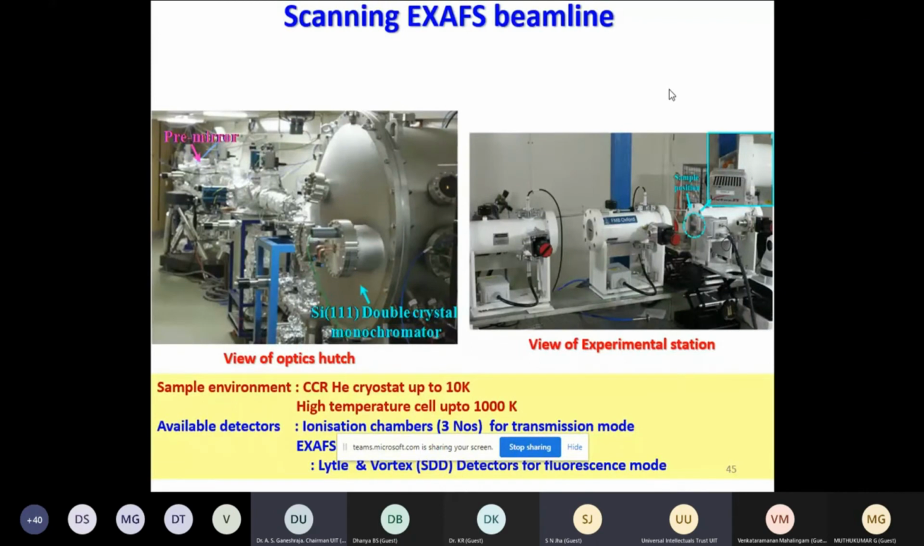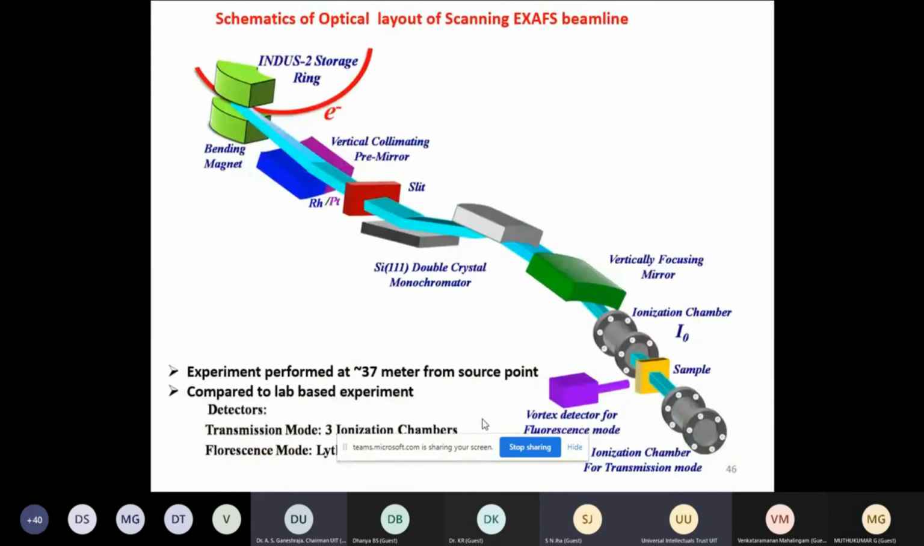And this is the second beamline, the scanning EXAFS beamline. You can see the core of the beamline is a silicon 111 based double crystal monochromator, and this is the view of the experimental station, which has several auxiliary facilities like CCR, helium cryostat, and high temperature cell, and various detectors for transmission and fluorescence measurement. This is just a schematic of the whole beamline from the source to the station, which is 37 meters long and maintained at ultra high vacuum throughout. You can see the two mirrors: the first is rhodium coated, and the second is also rhodium coated, and in between we have the double crystal monochromator.